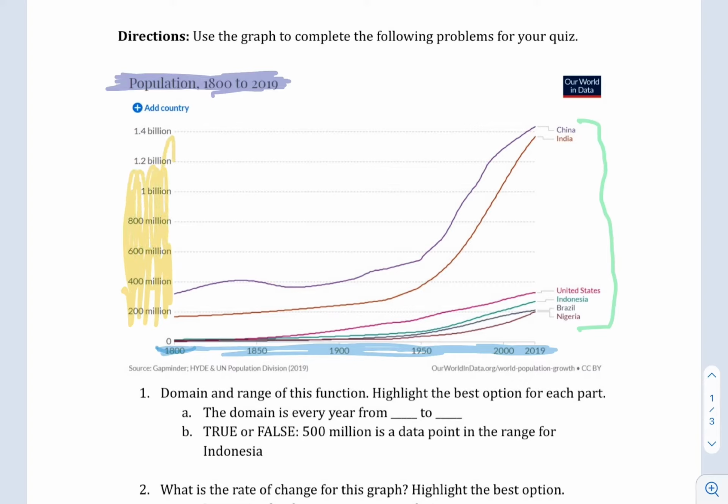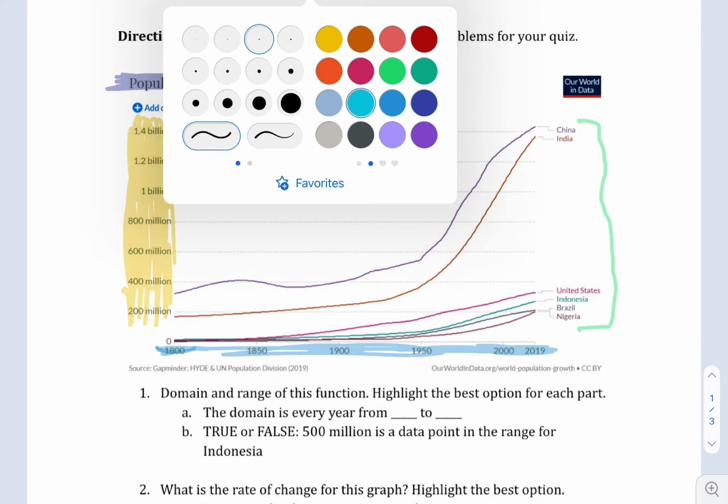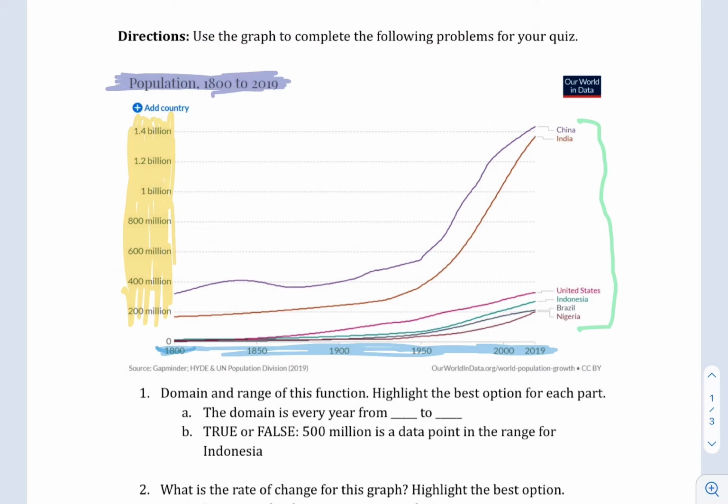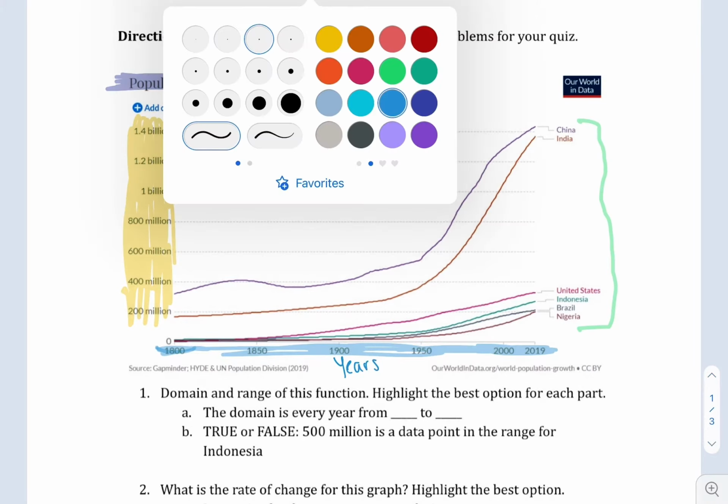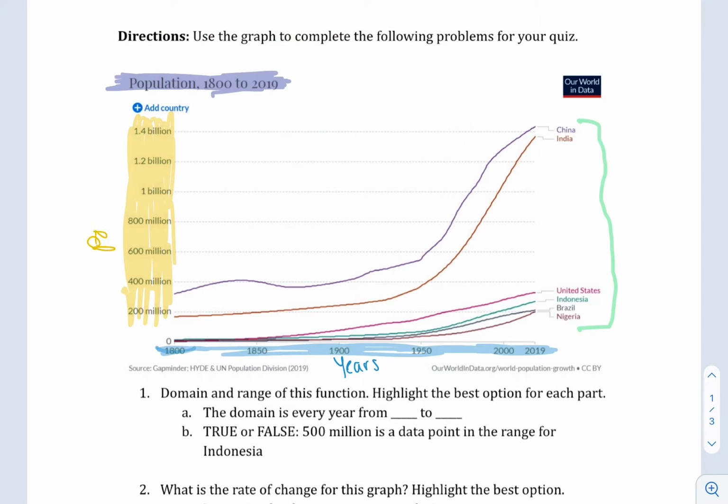All right, so these are some important features I know that I'm going to be looking at. I'm also going to go ahead and just label them myself. They're not labeled here, but it's obvious that these are going to be years, and this is going to be population.